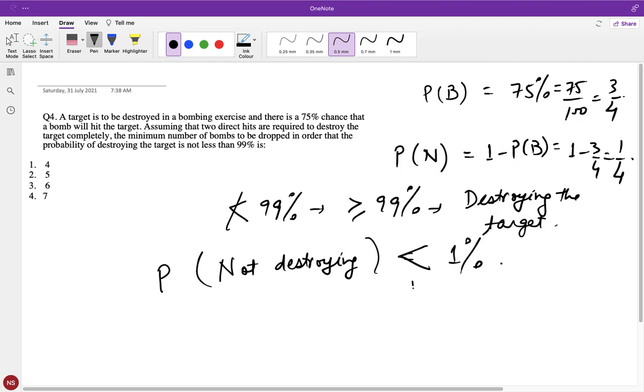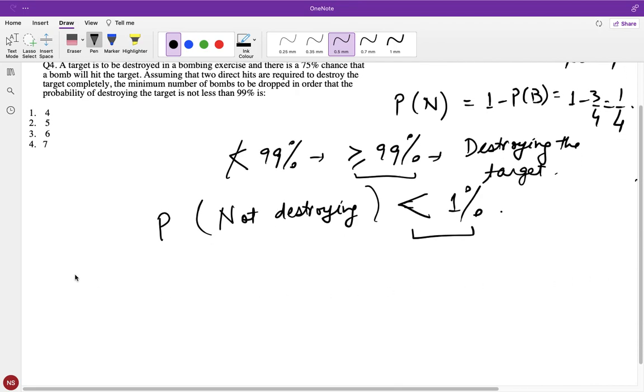And you may ask, why am I looking at less than 1%? Why not try to solve from greater than or equal to 99? I will let you know in a minute. Let us assume I'm dropping a total number of n bombs. N bombs I have dropped.